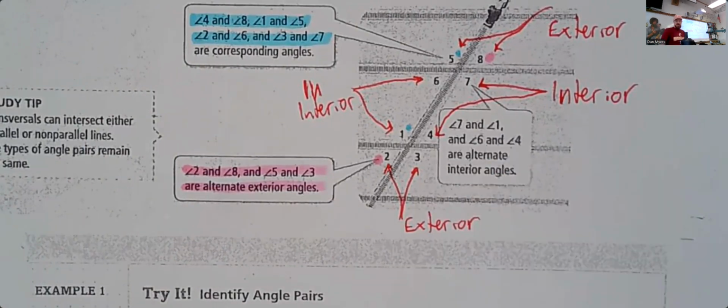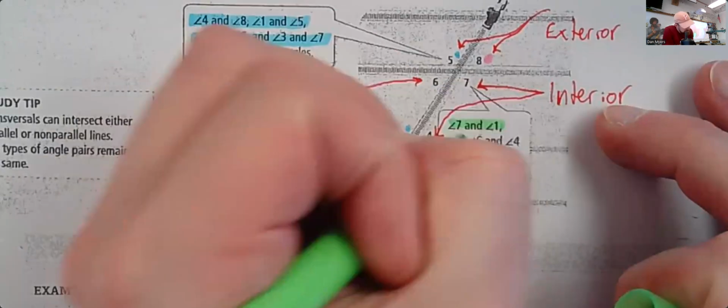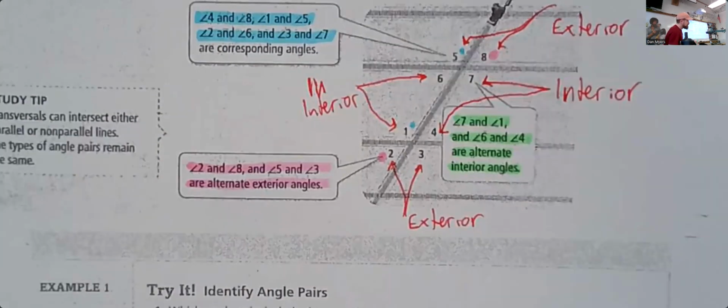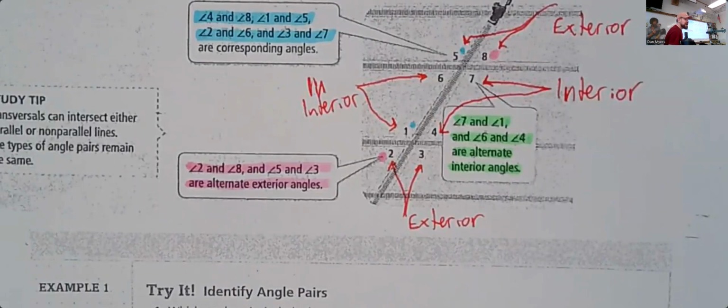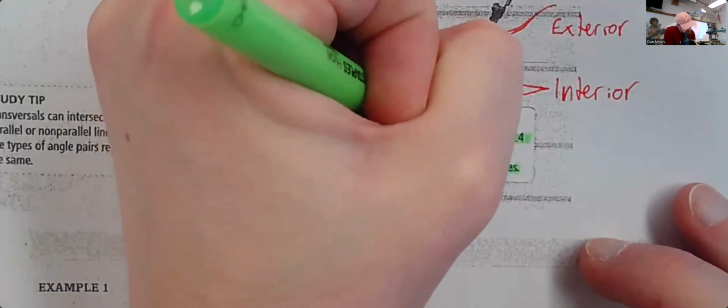How about these ones here? Alternate interior angles. It says 7 and 1 and 6 and 4 are alternate interior angles. Thoughts about that? Yeah. Opposite sides on the. Yeah. Alternate, we've established, means on the opposite side of the transversal, but this time we're talking about interior angles as opposed to exterior. So there's 2 pairs of those.